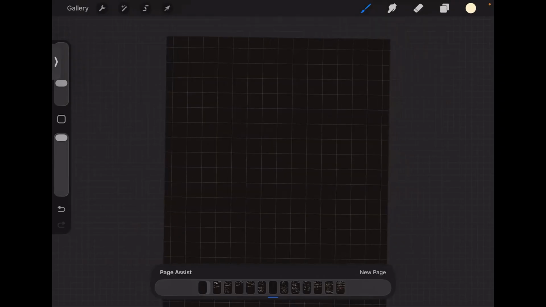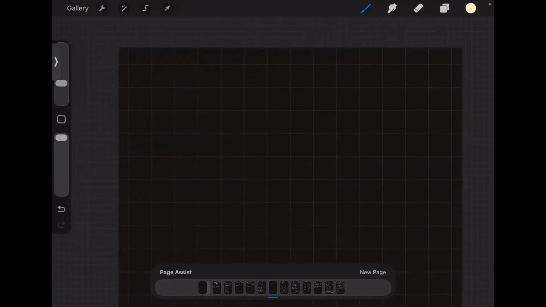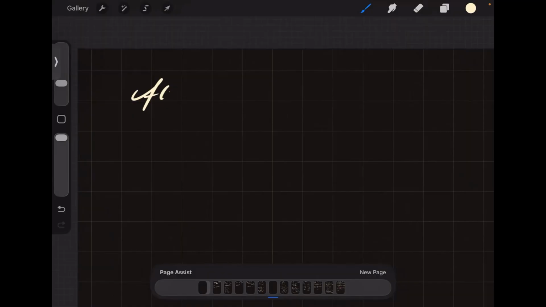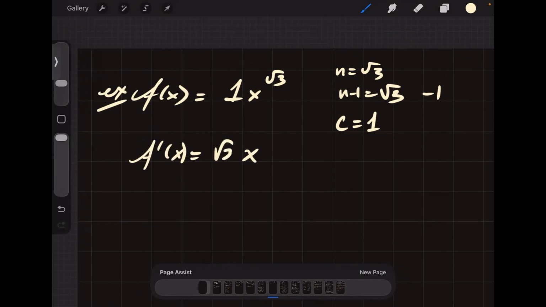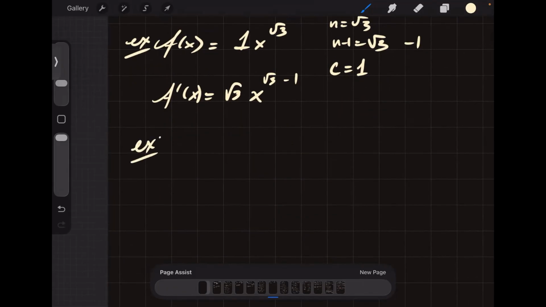Ooh, fancy, right? Well, what if it's a weird number? Ready? 1x to the root 3. N is equal to root 3. N minus 1 is equal to root 3 minus 1. Minus 1 out here, okay, folks? Not in here. Out here. And c is equal to 1, just so it's easy for you to see. Then f prime x is root 3 x to the root 3 minus 1. Oh, but what if the coefficient's weird?